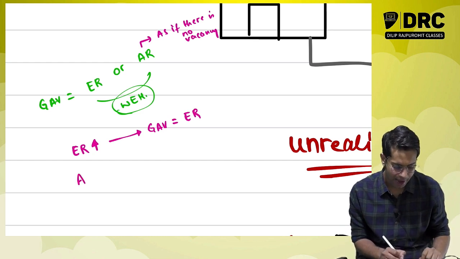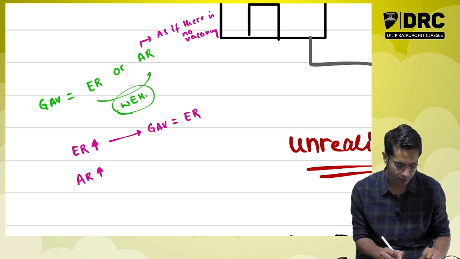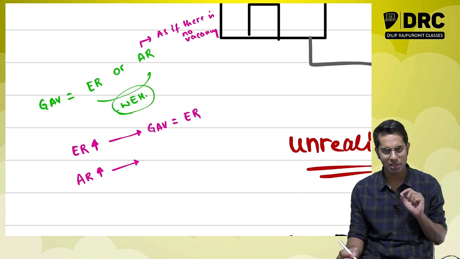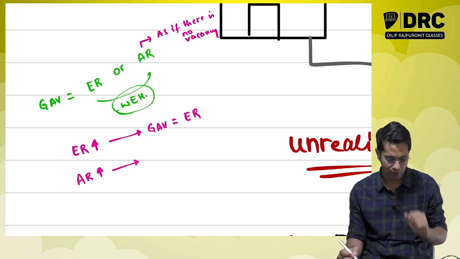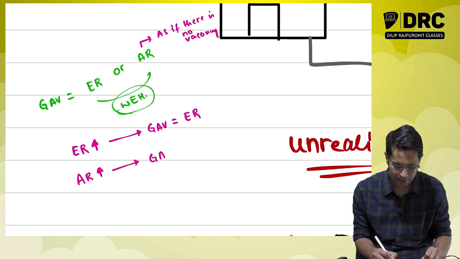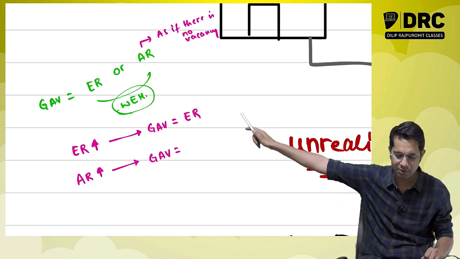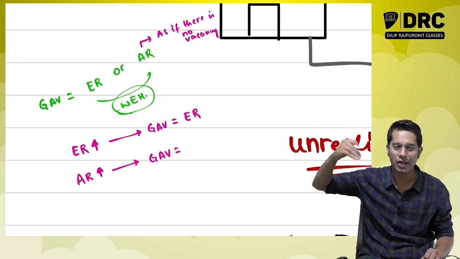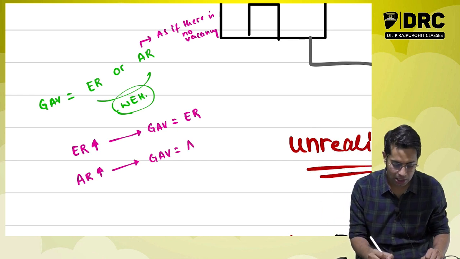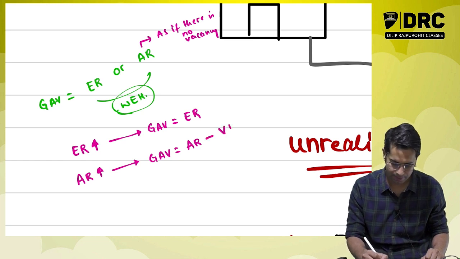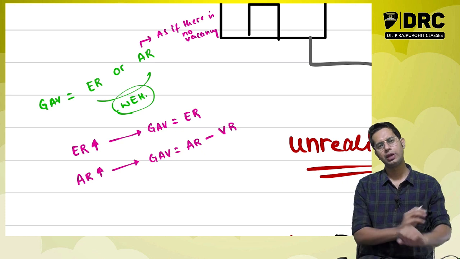However, if actual rent is higher, meaning actual rent without considering the vacancy period, as if there is no vacancy, then your gross annual value will be equal to actual rent minus vacancy period rent. Actual rent minus vacancy period rent.